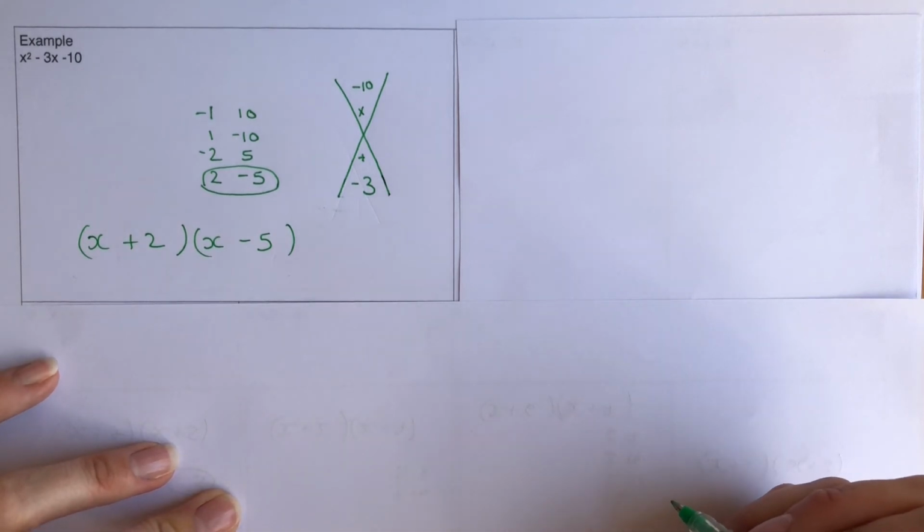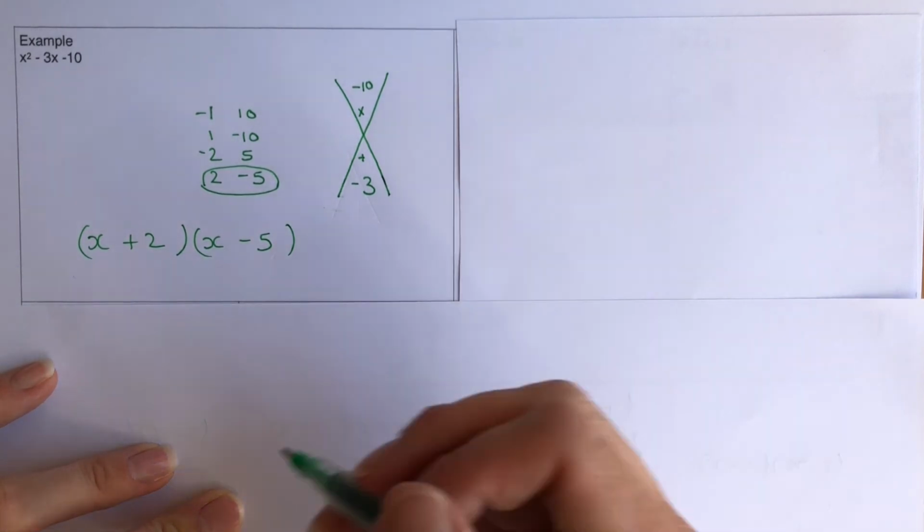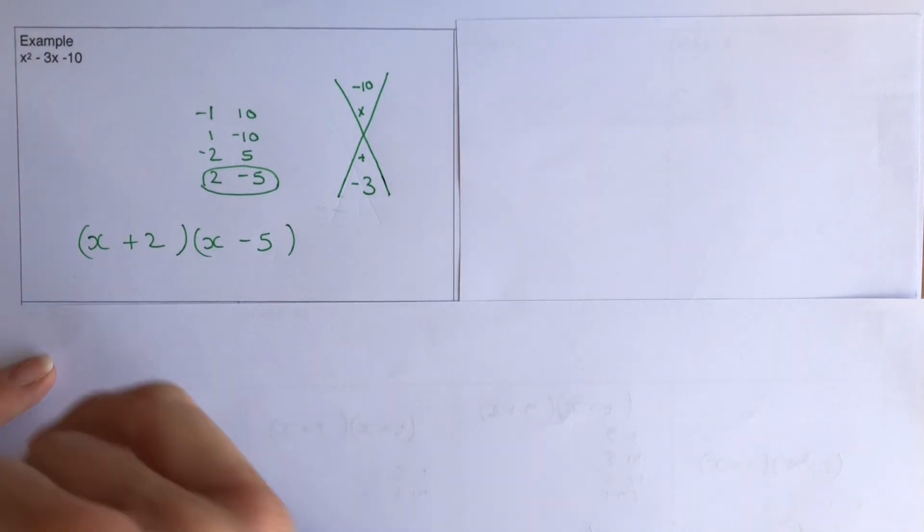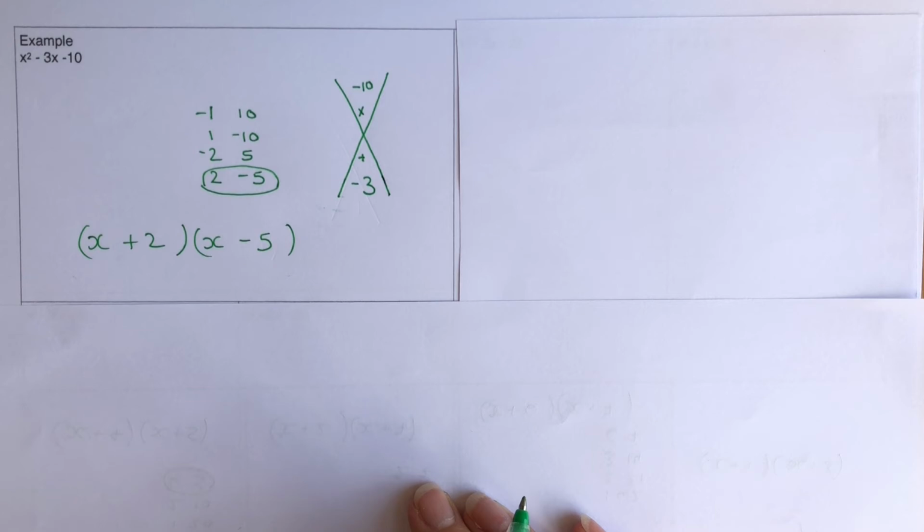Okay, now if you're not sure in the exam, if you want to double check, draw your grid, multiply it out, and you should get this as your answer. So you have got ways to double check there. Okay, so what I want you to do now is press pause, and you've got 6 questions to do.